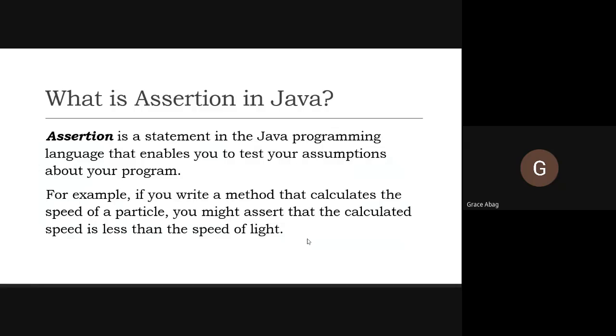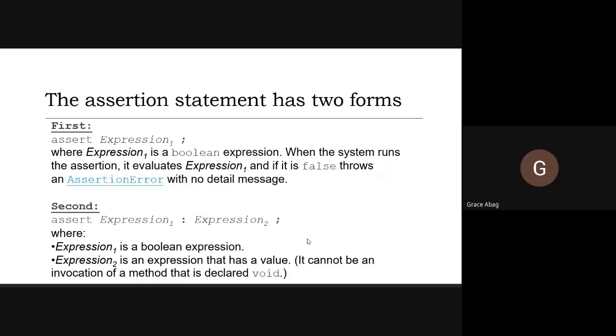So what is assertion in Java? Assertion is a statement in Java programming language that enables you to test your assumptions about your program. For example, if you write a method that calculates the speed of a particle, you might assert that the calculated speed is less than the speed of light.